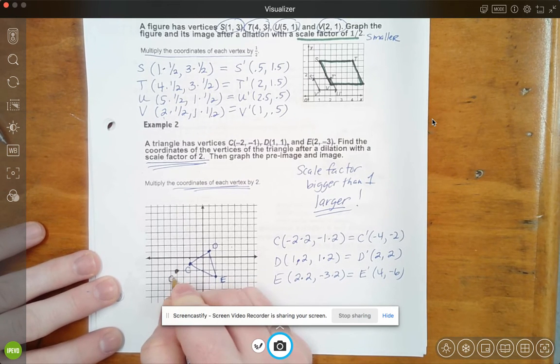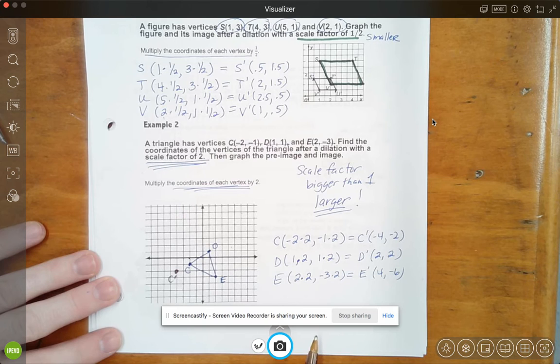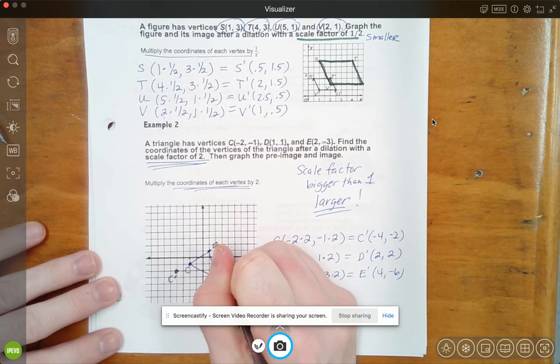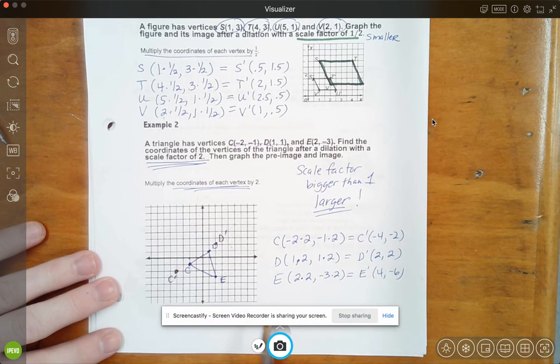You see your C primes right there. 2, 2. Start at 0, 0. 1, 2. 1, 2. There's D prime. And then E prime will be start here, go over 4. 1, 2, 3, 4. Down 6. 2, 3, 4, 5, 6. Here's E prime.